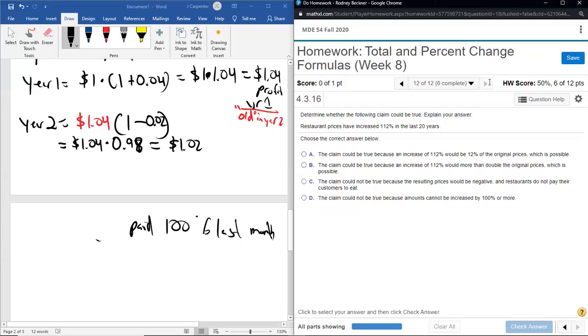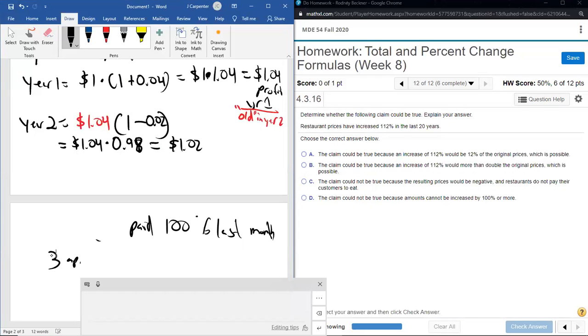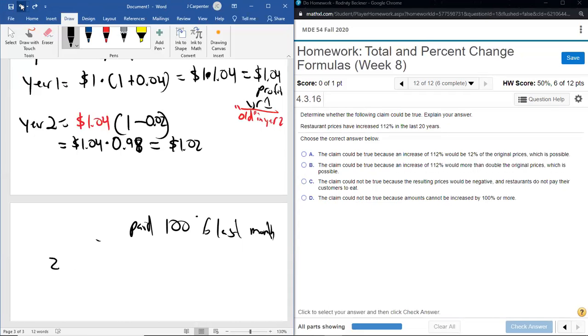Well, increase, negative, that's obviously wrong. The claim cannot be true because amounts cannot be increased by more than 100%. That's completely wrong. We can increase amounts more than 100%. If you sold 2 apples Monday and then 8 apples Tuesday, that turned out to be a 300% increase. We can have percent changes bigger than 100%. So C and D are out. It's either A or B.